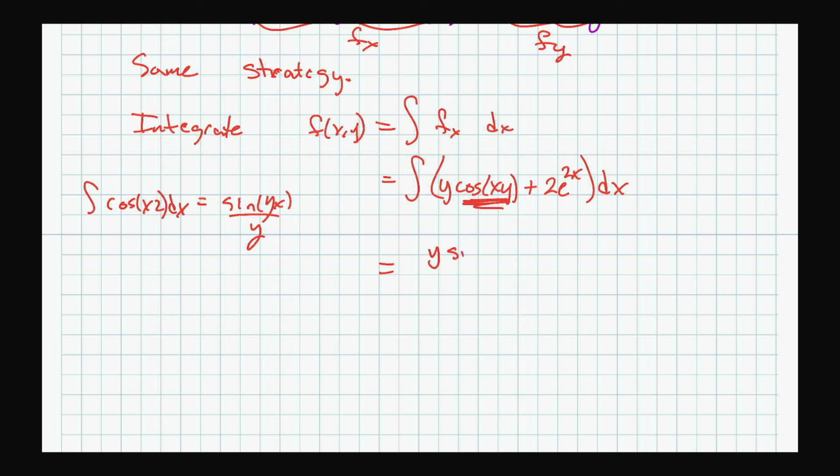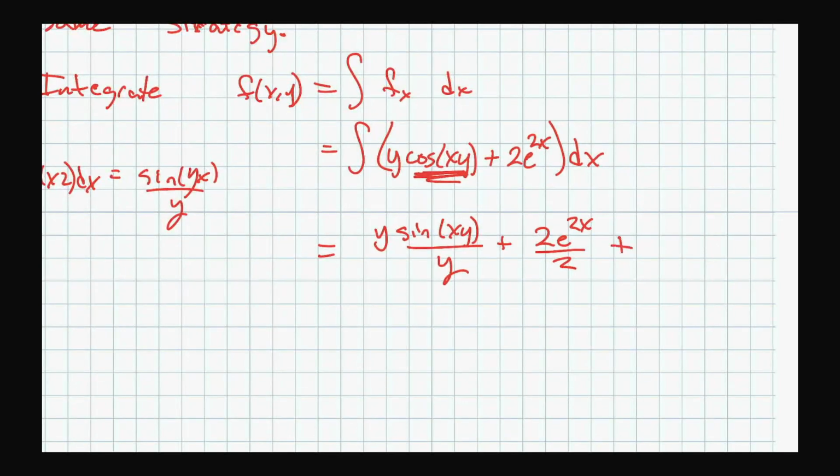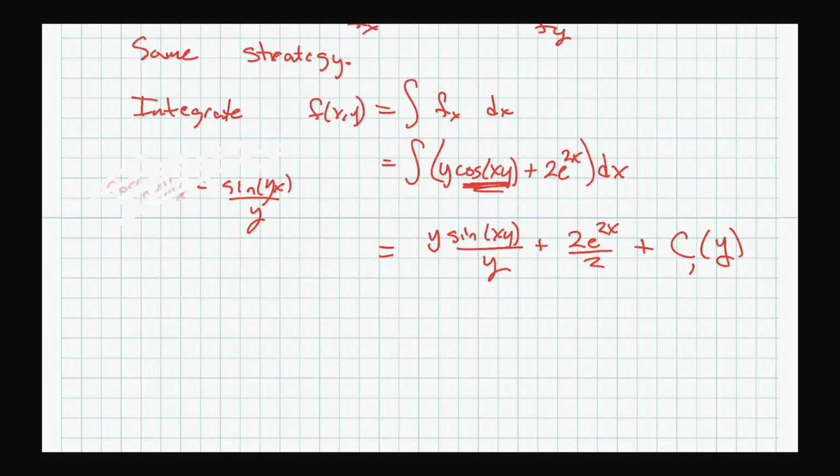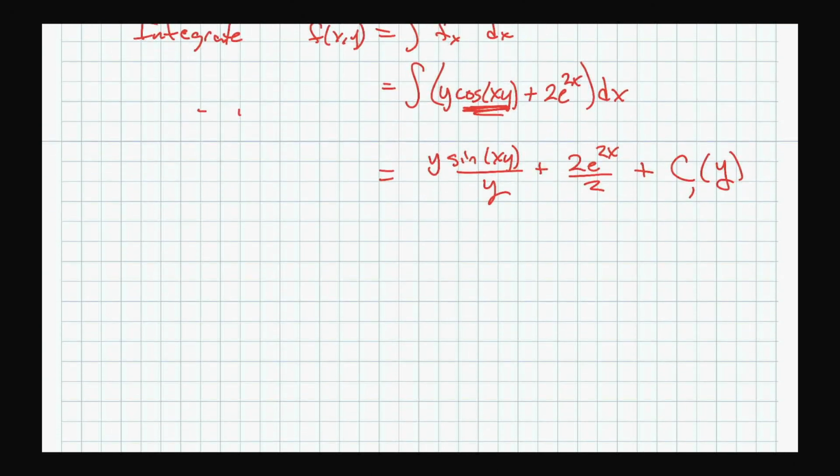So you get y sine xy over y plus the antiderivative with respect to x of 2e to the 2x. That's 2e to the 2x over 2. And then like we did on the previous one, the constant could have any amount of y's in it, so you just put c1 of y. You can simplify a small amount, just cancel the y's. So you get sine xy plus e to the 2x plus c1 of y.